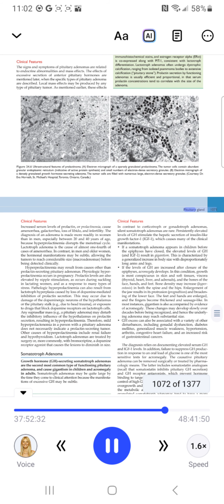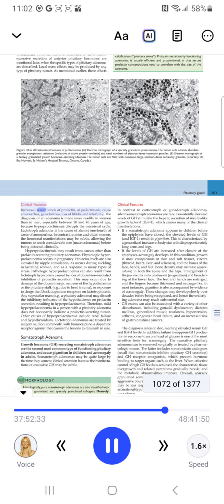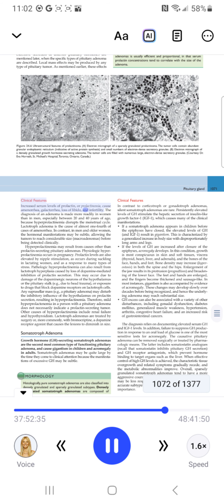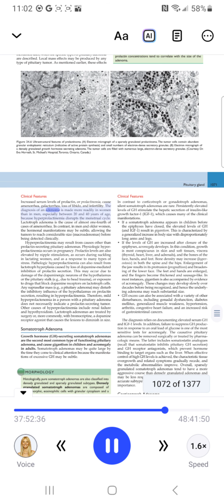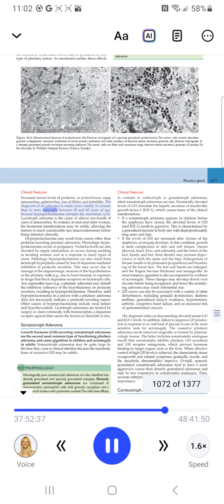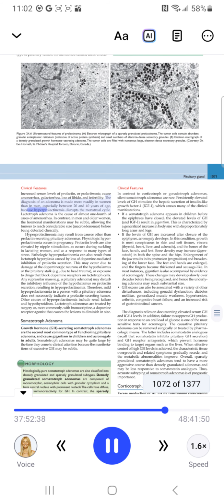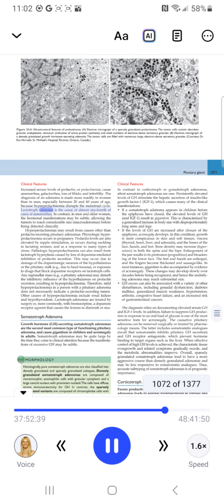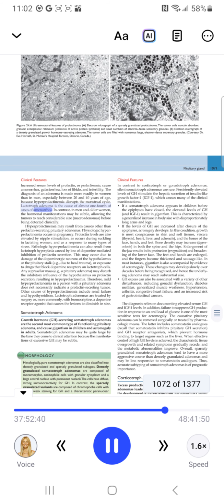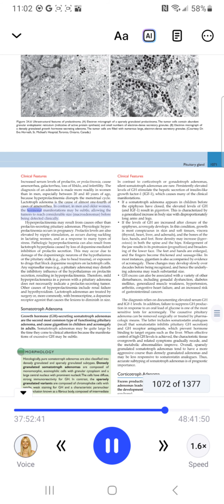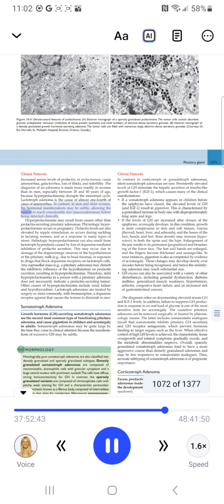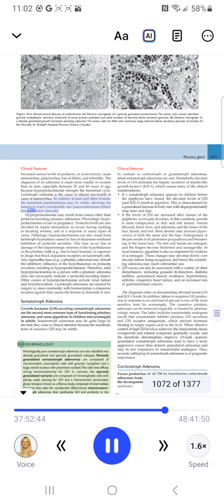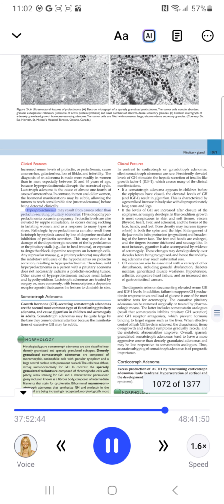Clinical features: increased serum levels of prolactin, or hyperprolactinemia, cause amenorrhea, galactorrhea, loss of libido, and infertility. The diagnosis of an adenoma is made more readily in women than in men, especially between 20 and 40 years of age, because hyperprolactinemia disrupts the menstrual cycle. Lactotroph adenoma is the cause of almost one quarter of cases of amenorrhea. In contrast, in men and older women, the hormonal manifestations may be subtle, allowing the tumors to reach considerable size, macroadenomas, before being detected clinically.